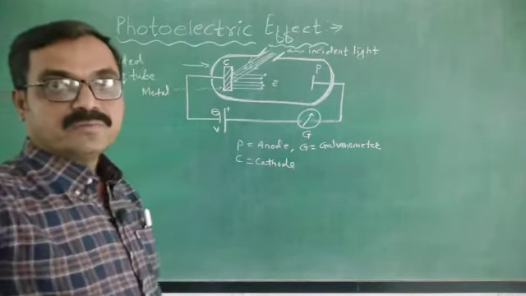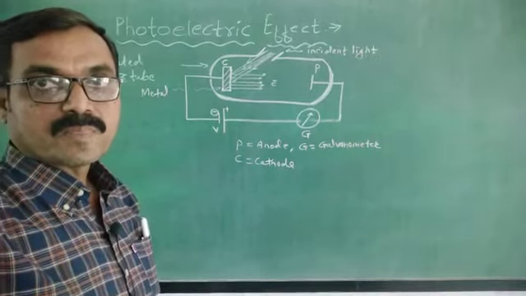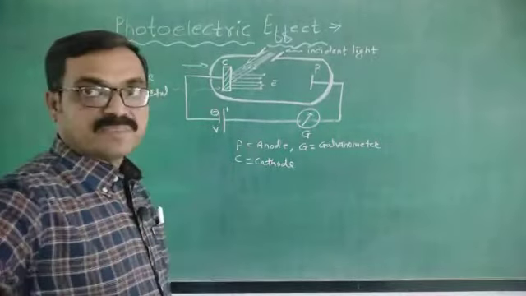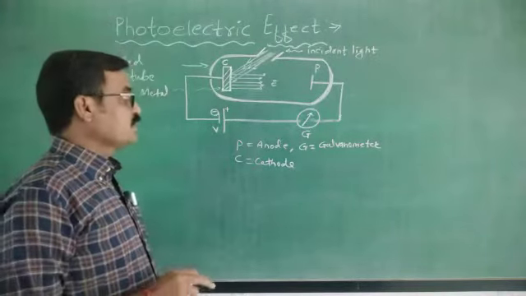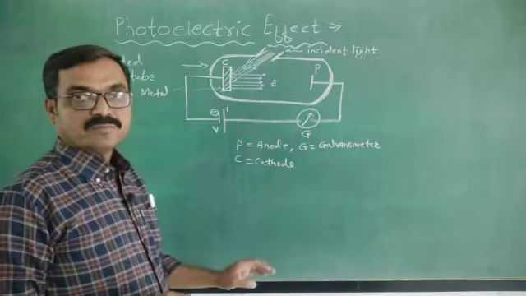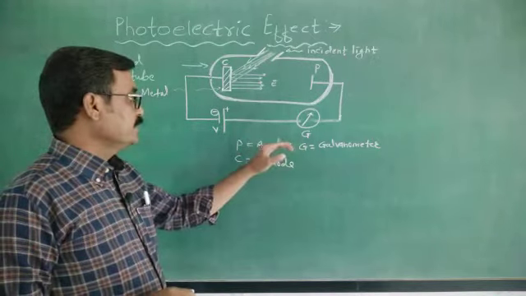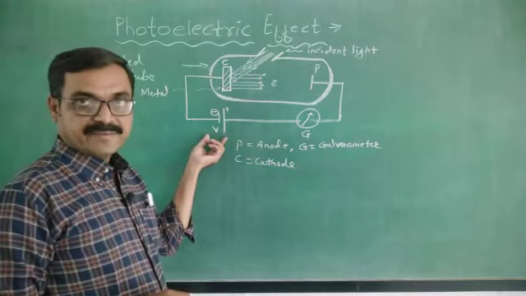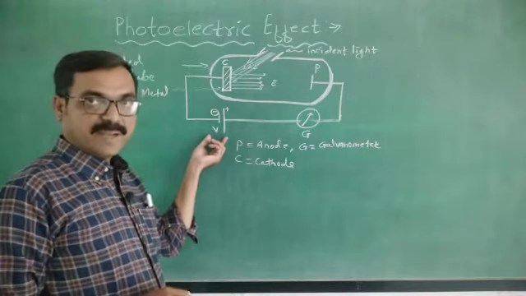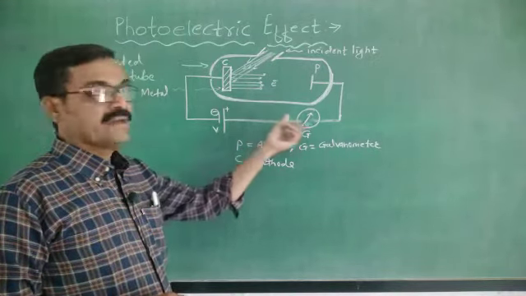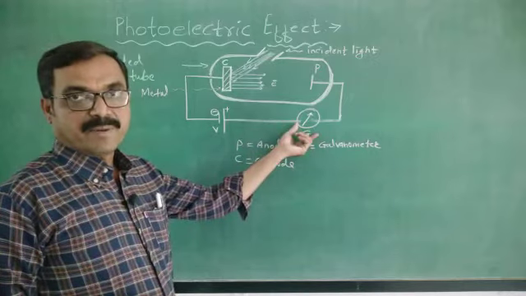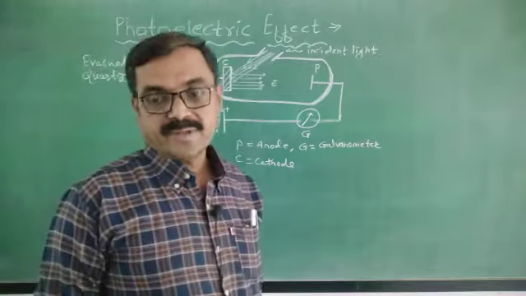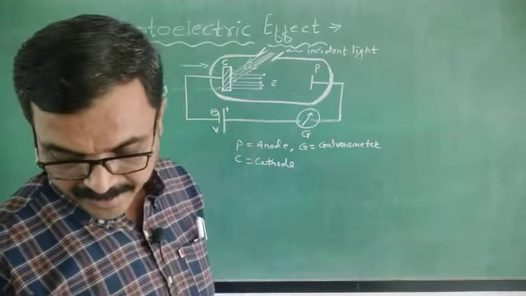Okay. Now here what happens? The positive anode pulls these electrons, and here a voltage V is applied. This voltage V is applied, and here current is measured in the galvanometer. This current is called the photoelectric current. Are you getting what is meant by photoelectric current?